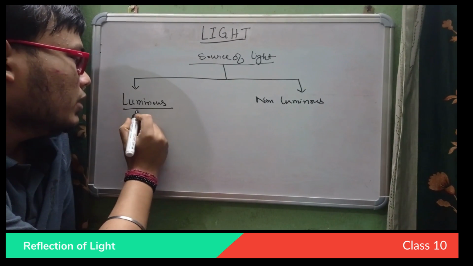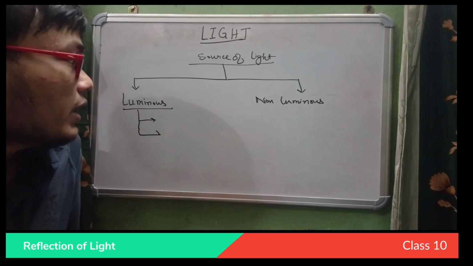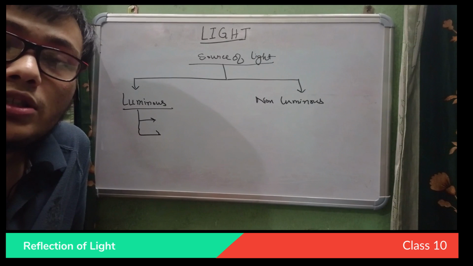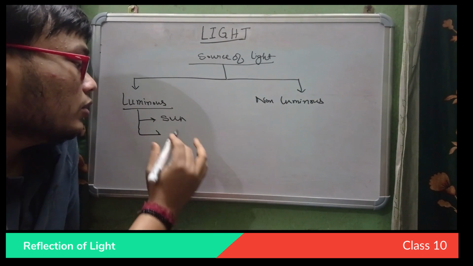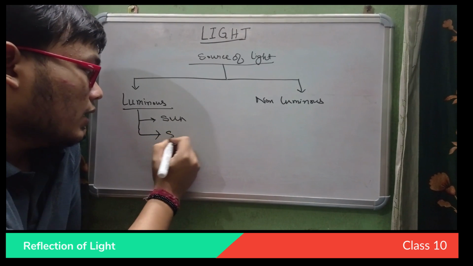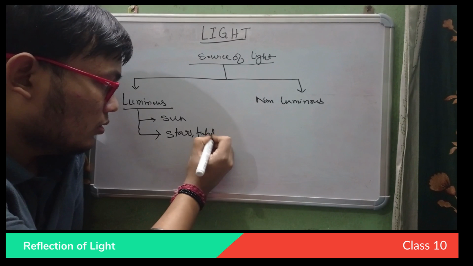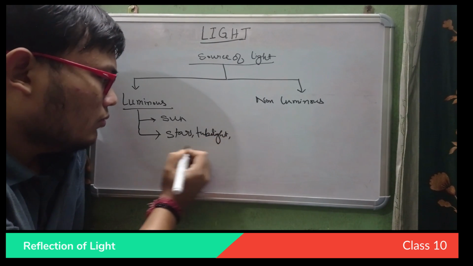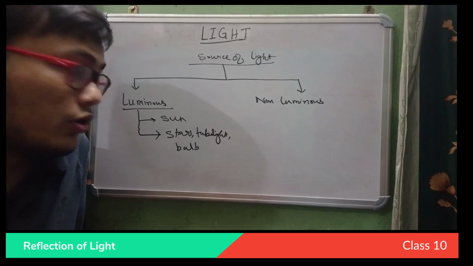So what do you mean by luminous? Luminous sources are those sources which have the ability to produce light energy on their own. So it may be the sun, stars, tube light, bulb. These are all sources which can produce light energy on their own.